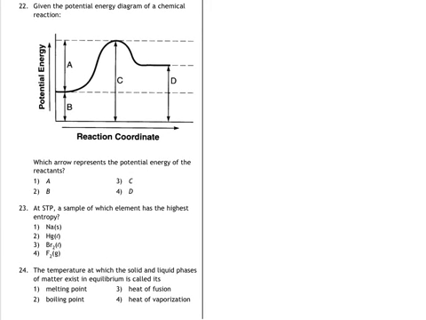22. We have another diagram, and they want to know which arrow represents the potential energy of the reactants. So here are the reactants, and their potential energy is marked here on the y-axis, but you would measure it by looking at the difference between 0 and the reactants. So that's B.